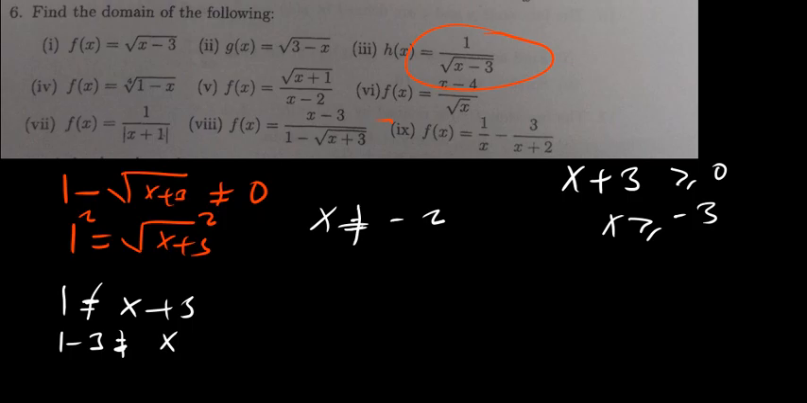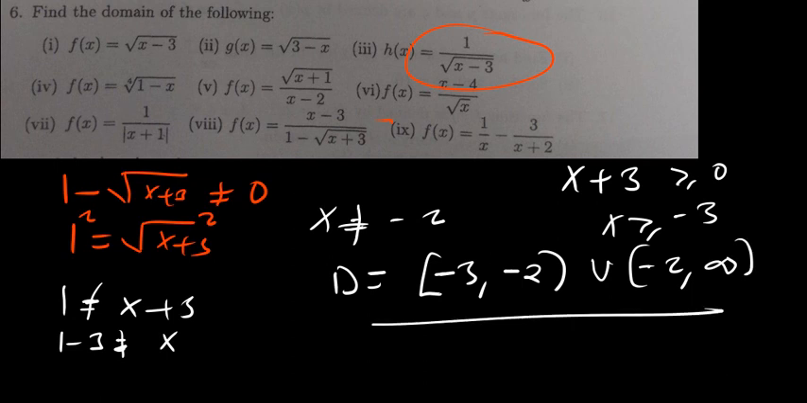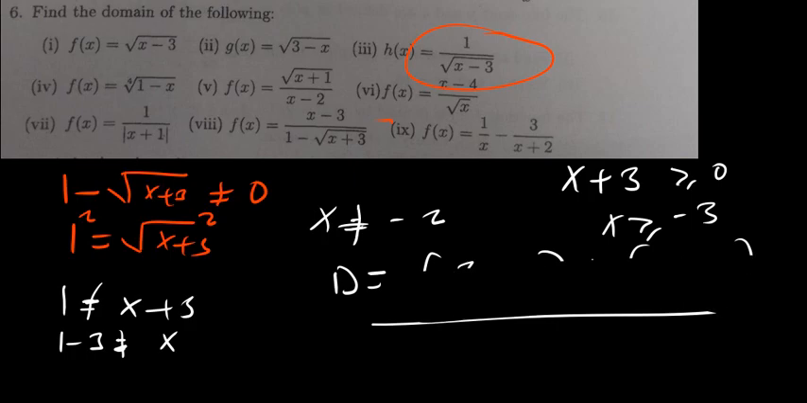Okay? So then I'll say that the domain starting from negative 3, so negative 3 is included because it is greater than or equal to, all the way to negative 2. But negative 2 should not be part of it. Union, again negative 2 not part of it, all the way to positive infinity. This is my domain. Okay? Let's do the last one.